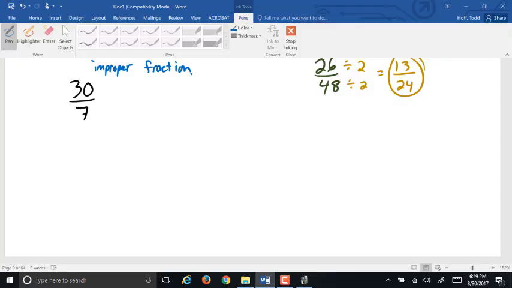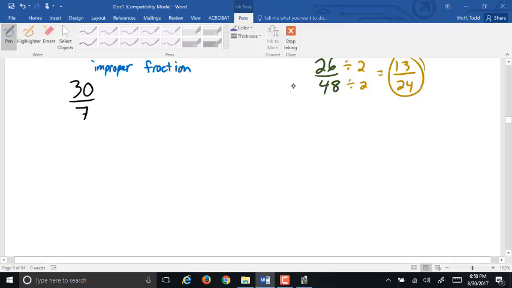But we don't like having that numerator bigger than the denominator because the 7 is telling us it takes 7 pieces to make a whole object. If we have 30 pieces, we have more than enough pieces to make a whole object. In fact, we can make several of them. So it's easier for our mind to visualize if we put together those whole objects and then just have some spare pieces left over. Well, to do that, we're going to divide.